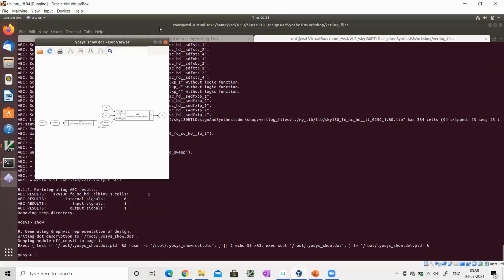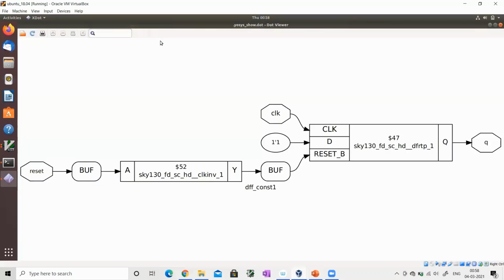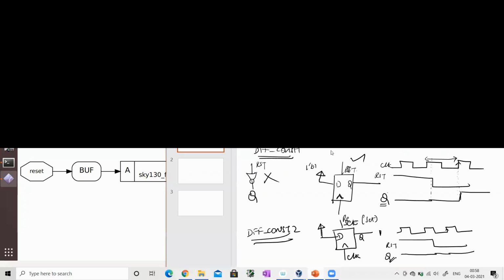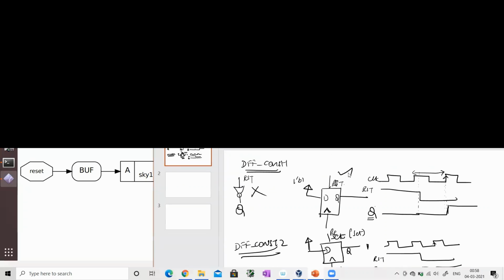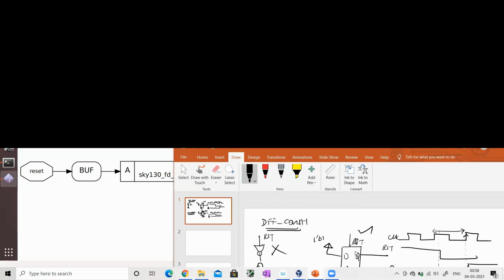See, exactly this is what we were seeing. See, this is our dff_const1. See, this is a DFF. This is a flip-flop, correct? So this is a flip-flop having a clock, D pin, reset pin, and a Q pin. D is connected. This is what we expected, correct? So D is connected to 1, and I have a reset and I have a Q.